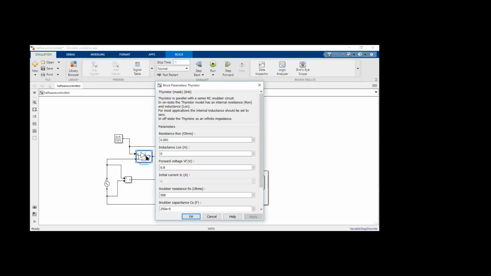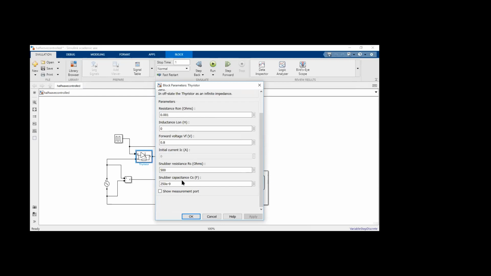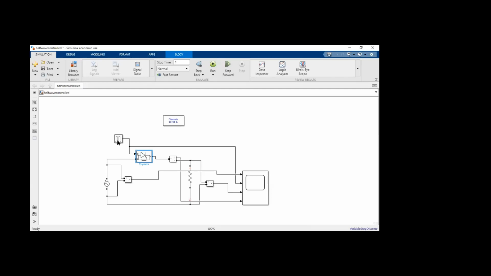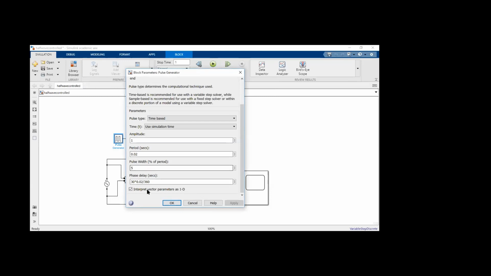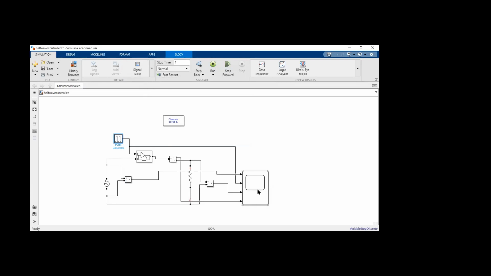Actually, when I consider a thyristor, I need to give a firing angle. So to the thyristor, the show measurement port will be there, and I have removed that show measurement port. Then to the gate, I have considered a pulse generator. Here in the pulse generator, amplitude is 1, period is 0.02 seconds, pulse width is 5, and the phase delay I have considered is 30 degrees. How to convert it into seconds, you might be knowing. So 0.02 seconds I have taken, 30 degrees I want. Then it will be 30 into 0.02 by 360 should be considered. Okay, so now when I consider the scope, is it visible or not.